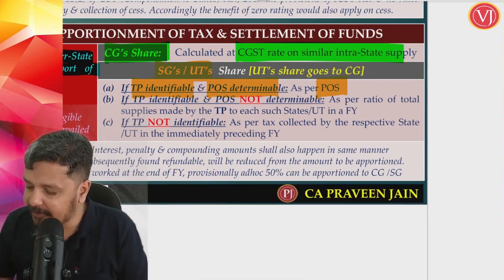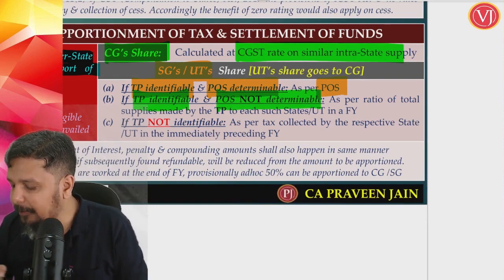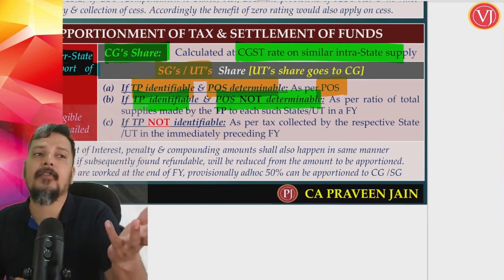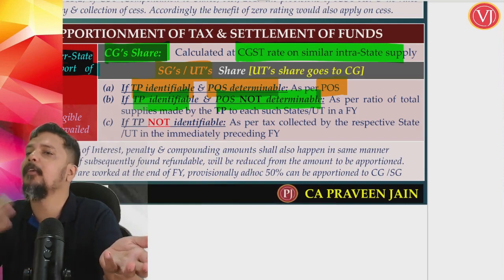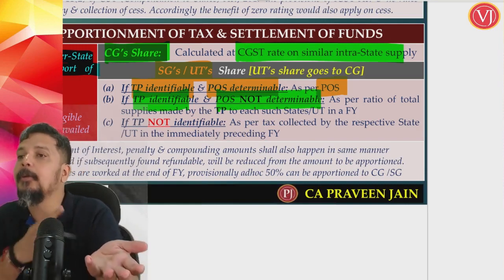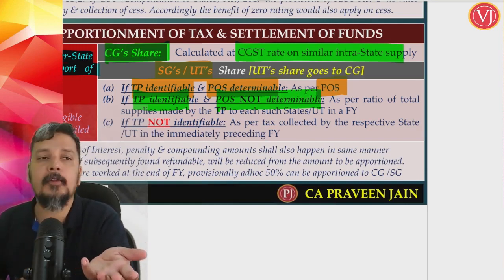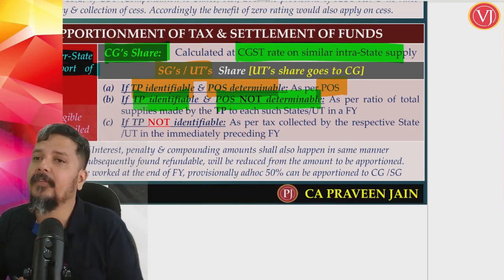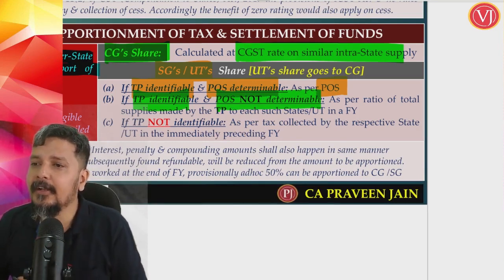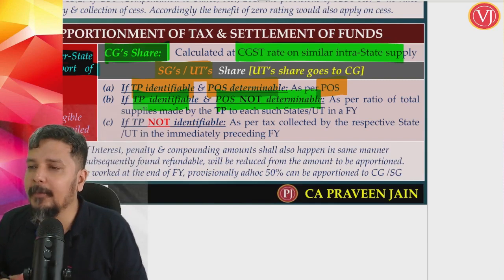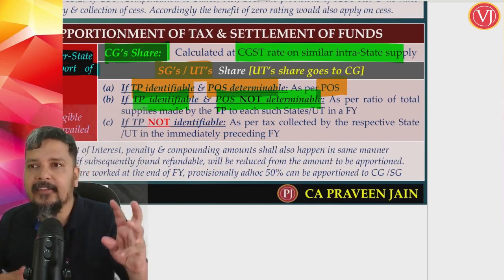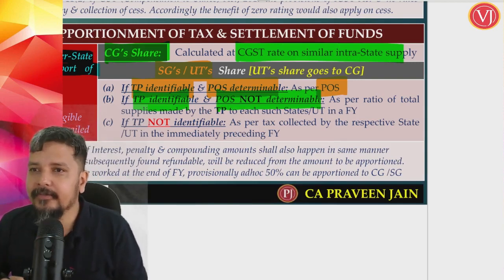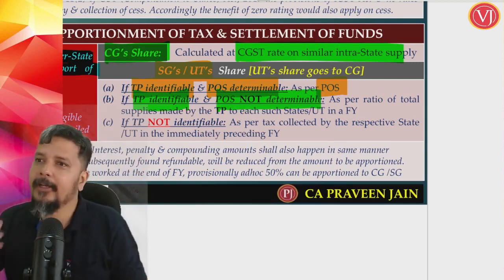If the taxable person is identifiable, but the place of supply is not determinable. I mean, you know that this supply was made by so and so person. You're not tagging from the angle of the recipient because the recipient did not take the credit. But you are able to trace the supplier, he is identifiable, but the place of supply is not determinable. Then what to do? That supplier would have paid to different governments.